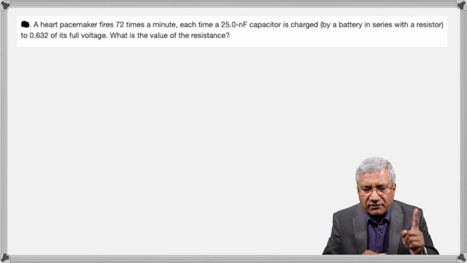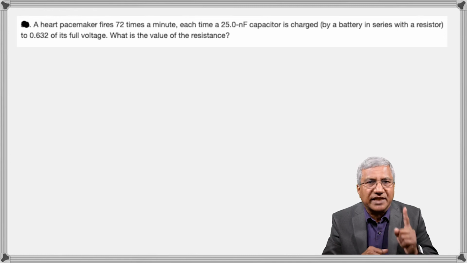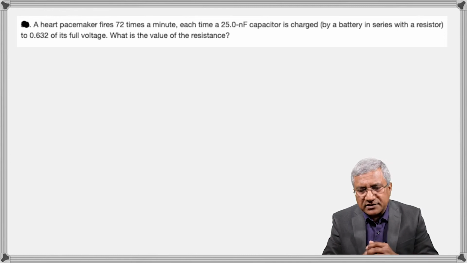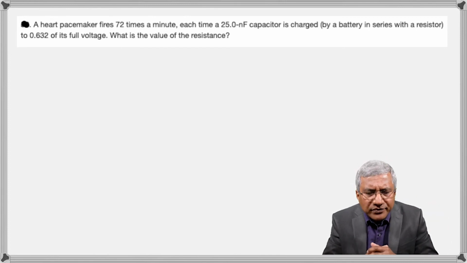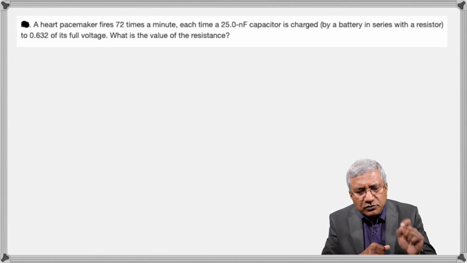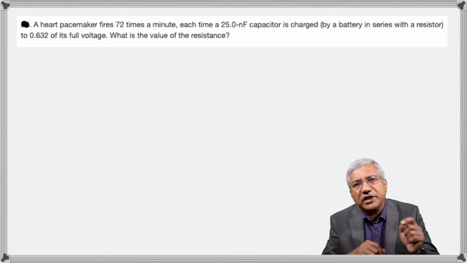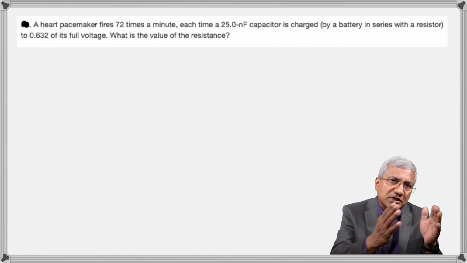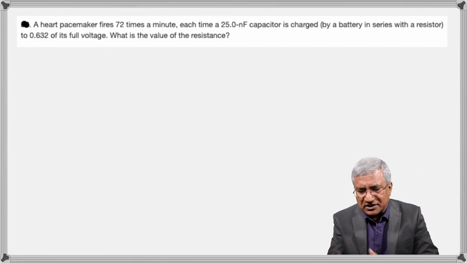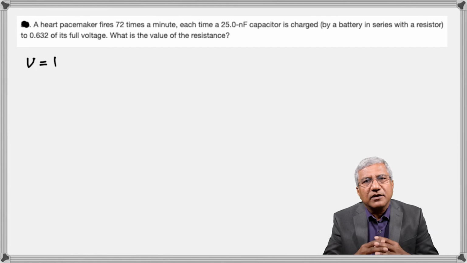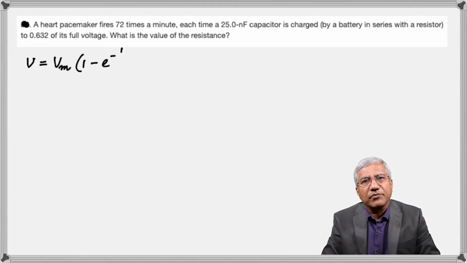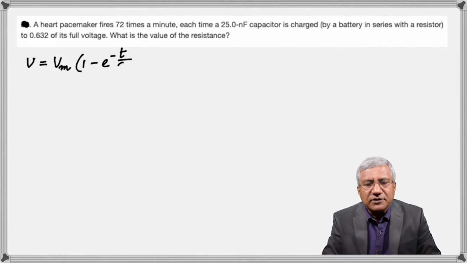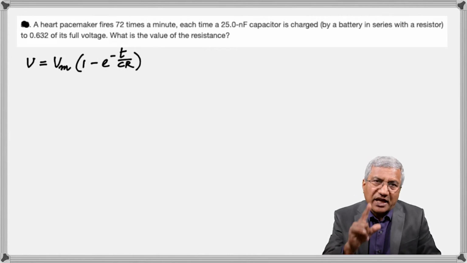So what's given? The value of the capacitance is given. It's 25 nanofarad. And it says that it charges to 0.632 of its full voltage. But how much time? Oh, 72 times a minute. So we know that the time taken is 72 firings in 60 seconds, right? Therefore, what's the time taken for one firing? 60 divided by 72. So we have the time there.